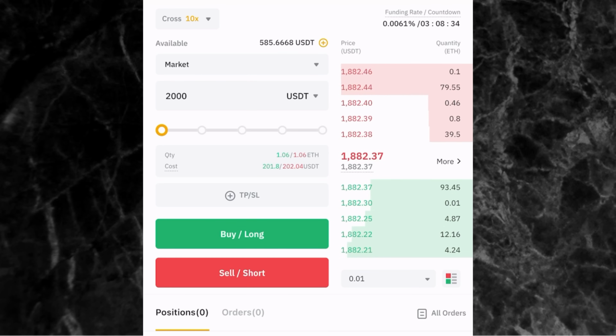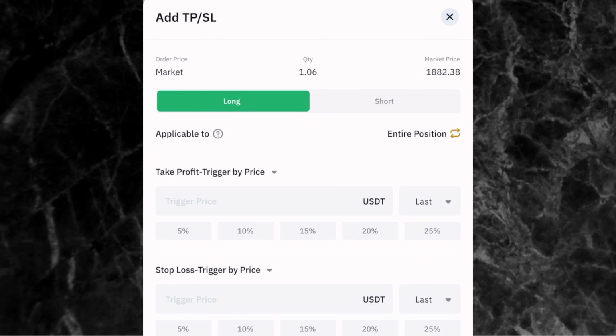And then the next thing is, how do you set your take profit and stop loss? You come here to where you have TP/SL, and right here, you can set your take profit or your stop loss. Now, once you get to this page, the first thing is to pick whether you want to long or short. So let's say we want to long. Now, the next thing is to come right here to where you have take profit trigger by price.